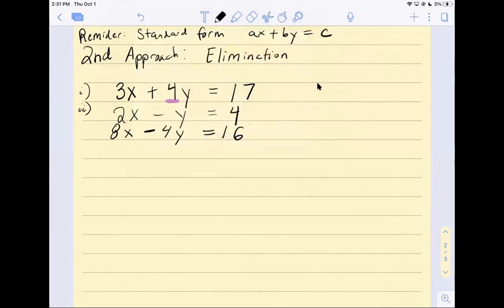Wouldn't you add all the terms together? So like you'd add the 3x and the 8x together, and then you'd combine the y so they cancel out. Yeah, that's perfect. And then you'd add the 17 and 16 together. Awesome.